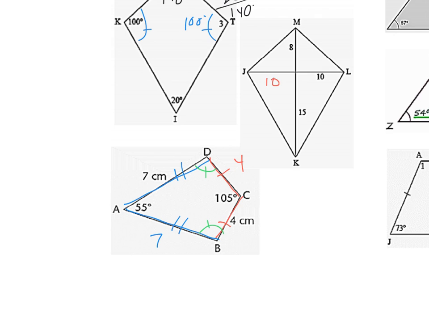So to figure that out, we need to do 360, subtract 55, subtract 105, which gives us 200 degrees. Now that 200 degrees needs to be split evenly between angle D and angle B. So we do 200 divided by 2, which gives us 100. So both of these angles are 100 degrees. And if we check, all 4 of these angles should add up to 360, which they do, so we did that correctly.